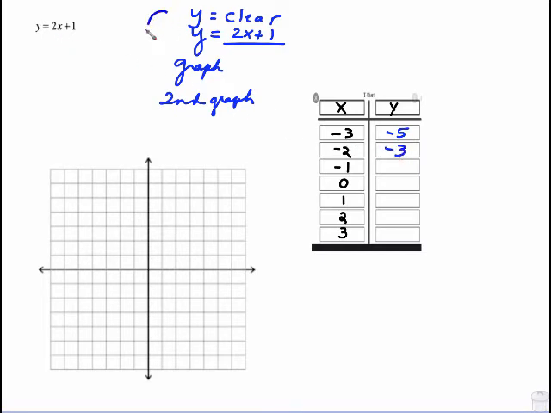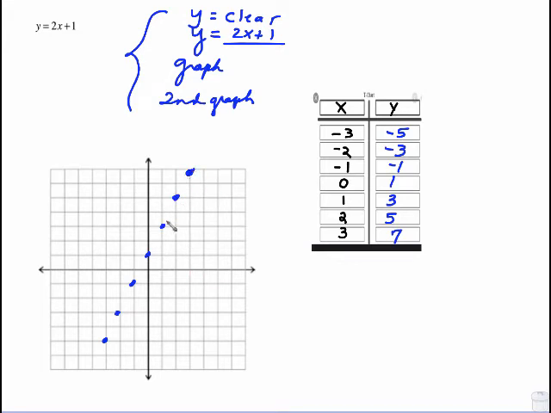Or you could do these steps on the calculator and take a look at your table, which is a whole lot easier, and then just copy from the table on the calculator onto your paper. -1, 0 is 1, 1 is 3, 2 is 5, 3 is 7. So let's plot those: (-1, -1), (0, 1), (1, 3), (2, 5), and (3, 7).